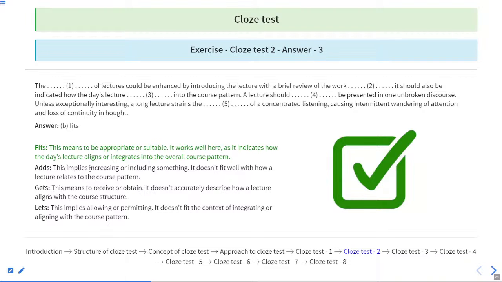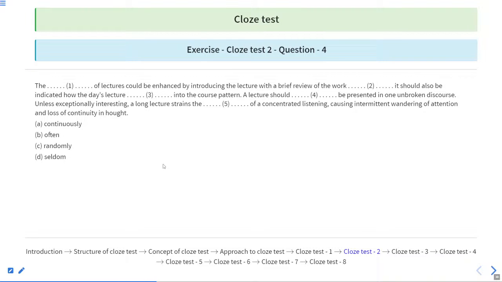It cannot be adds because add means increasing or including something. It cannot be get, which means to receive or obtain. Here we are not obtaining anything. It cannot be lets, which means allowing or permitting. Here again it doesn't make sense because we are not letting something come into the course pattern. It is fitting into the course pattern.